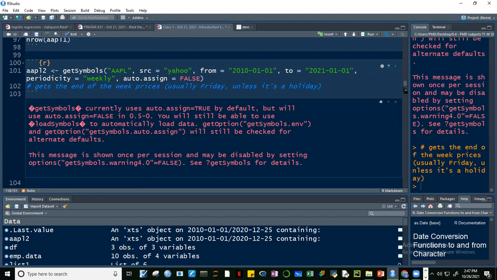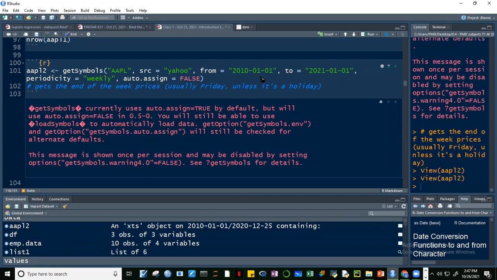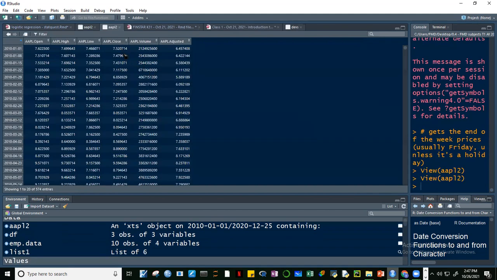So let's just see first the generated data, the object Apple 2. Okay, Apple 2 is okay. So it starts with 1 1, and then it goes to 1 8. So notice, guys, that the dates here are every 7 days. So that's weekly data.